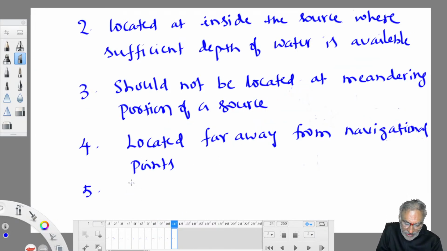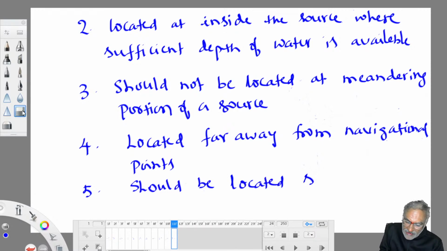So look, the place should be accessible even during floods. Located at a place where it is accessible even during floods. It should not be submerged underwater. That means you need to locate it at an elevated point. It should be located at a place such that it is accessible even during the floods.